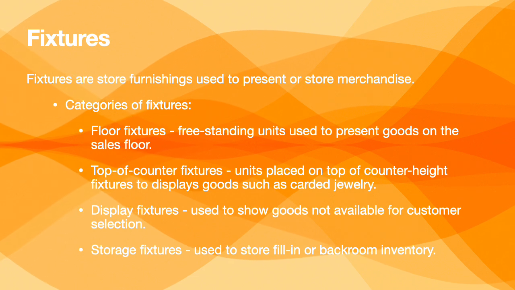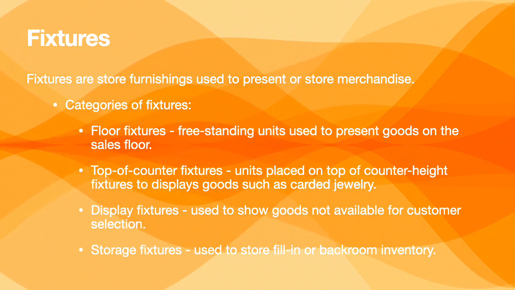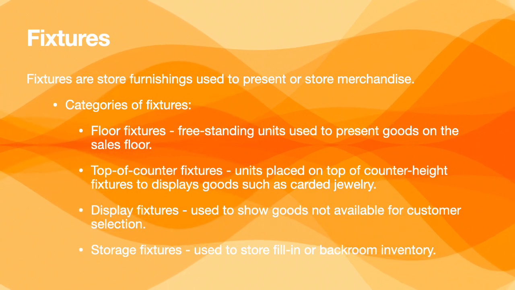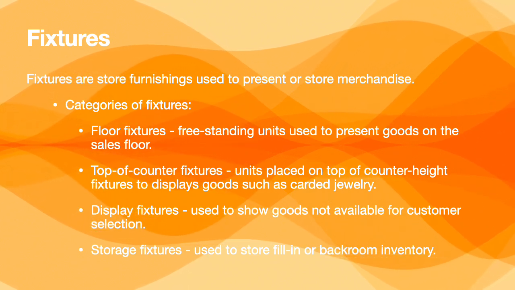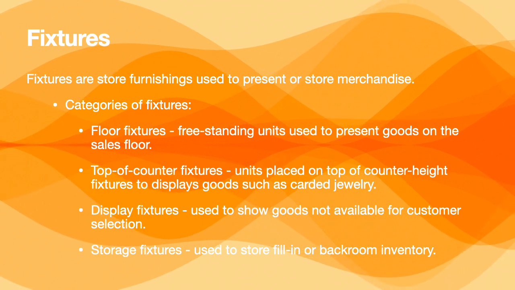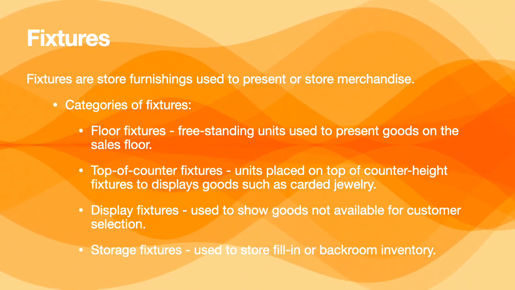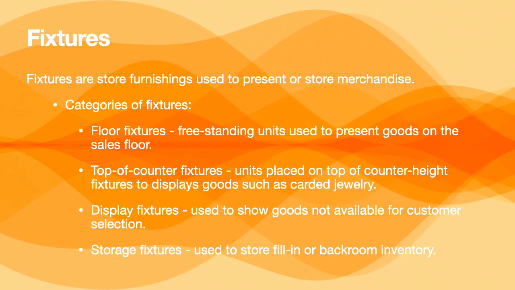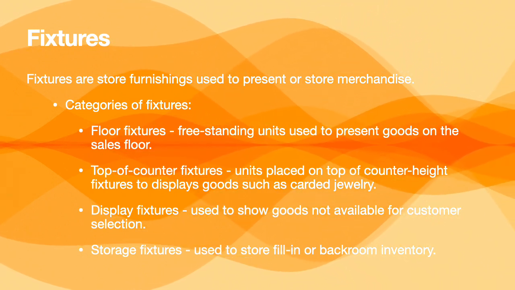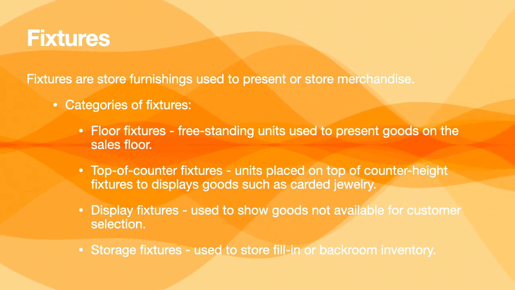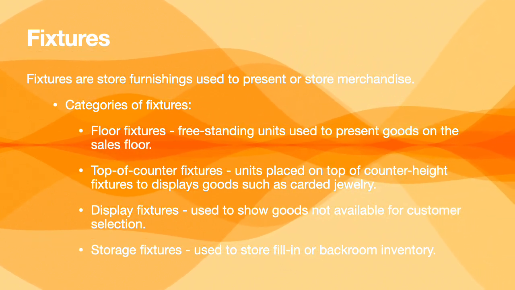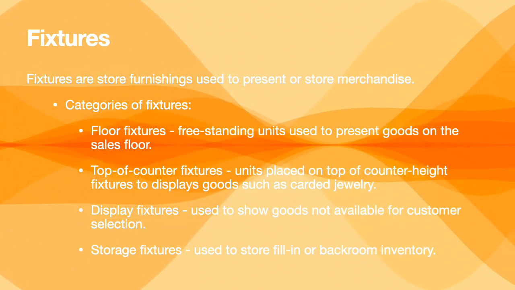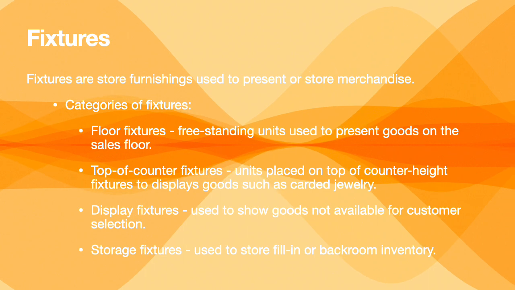Categories of fixtures. Floor fixtures. These are going to be your freestanding units that are used to present goods on the sales floor. Top of the counter fixtures are units placed on top of the counter, which typically displays goods such as carded jewelry. Display fixtures are used to show goods not available for customer selection. Storage fixtures are used to store fill-in or backroom inventory.